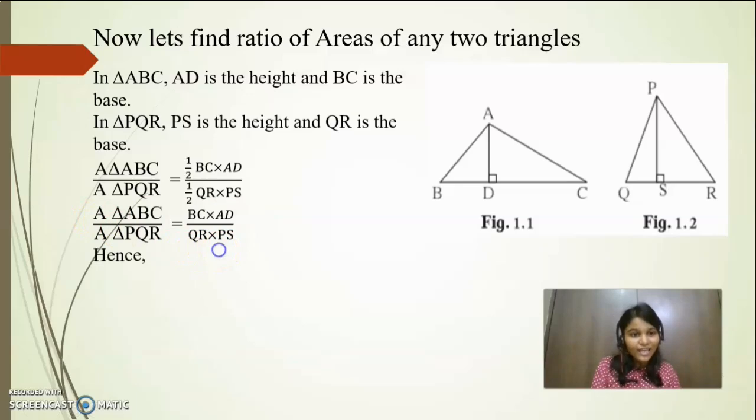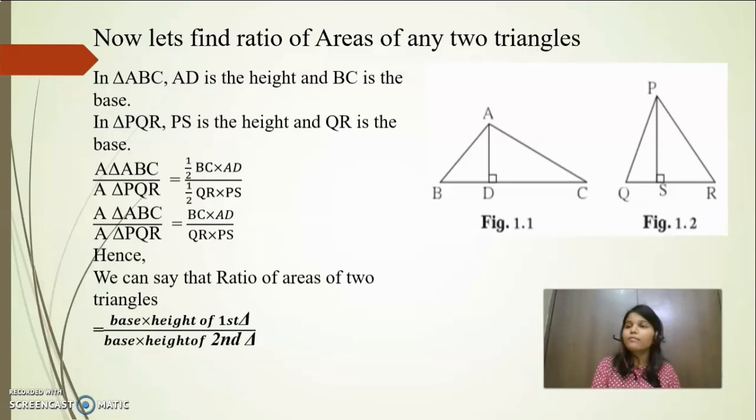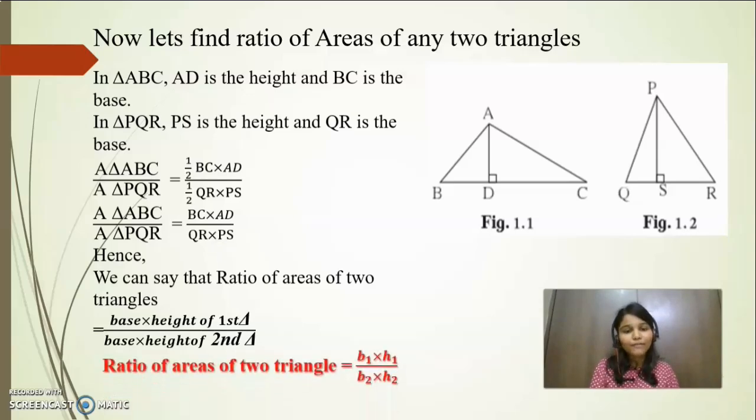Hence we can say that the ratio of area of two triangles is equal to base into height of the first triangle upon base into height of the second triangle. So if we denote the base and height of the first triangle as B1 and H1, and base and height of the second triangle as B2 and H2, then the formula we'll get for the ratio of areas of two triangles will be equal to base into height upon base into height.